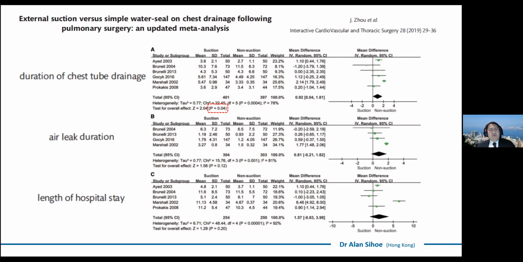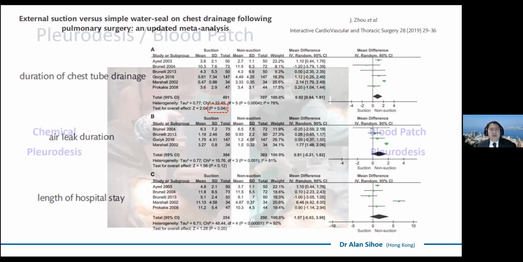But I think generally, as you can see from a number of these meta-analyses, there's a slight tendency towards non-use of suction, I think, in some of these studies. Now, besides playing around with suction, what else can you do?